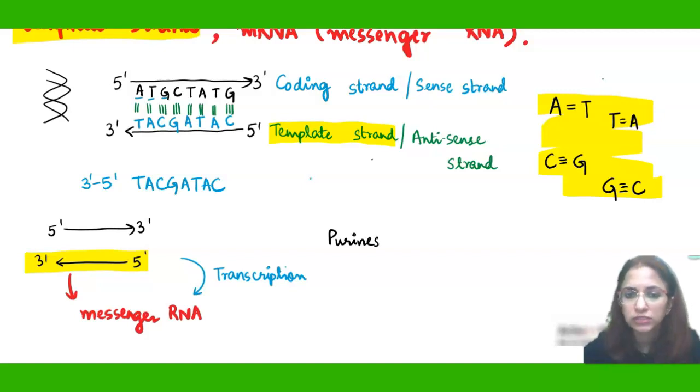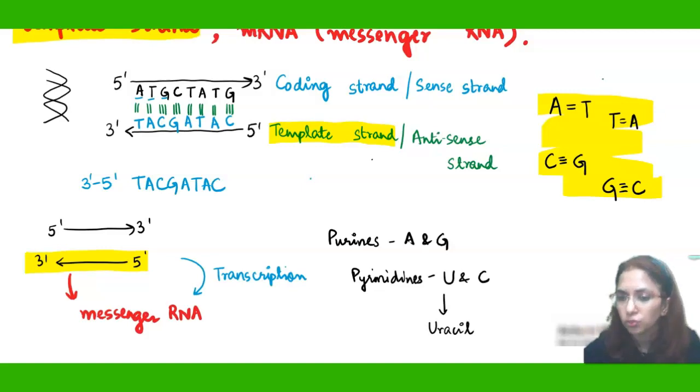So purines are A and G in the case of RNA as well, but there is a difference in pyrimidines, right? There is no thymine in RNA. Instead, we have uracil, and cytosine is there. So in place of thymine, we have another base, which is capital U or uracil. We just need to keep this in mind, right?